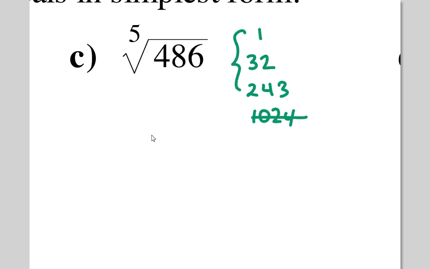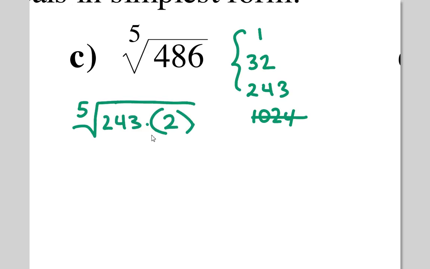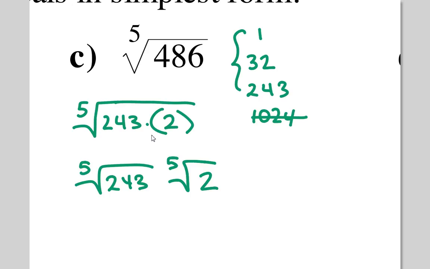We only have 3 options. 1 times 1 times 1 times 1 times 1, 2 times 2 times 2 times 2 times 2, and 3 times 3 times 3 times 3 times 3. And it looks like 243 is about half there. Can you see that? Yeah. Okay, so the fifth root of 486 will be the same as 243 times 2. The 243 is perfect. I put that one first. Well, we'll split it because we're just learning. Whoops. These are fifth roots. We split it, and the fifth root of 243 is 3.